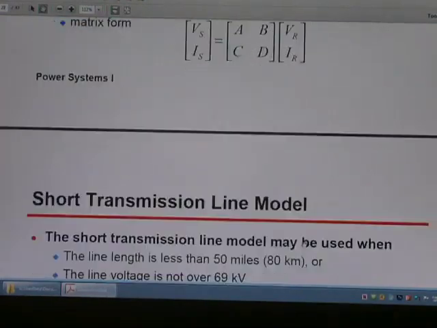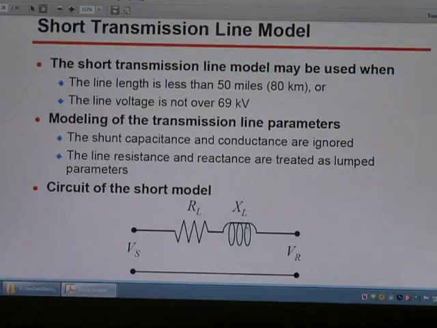And first, the short transmission line model. This is the short transmission line model, where we only represent the resistance and inductance.